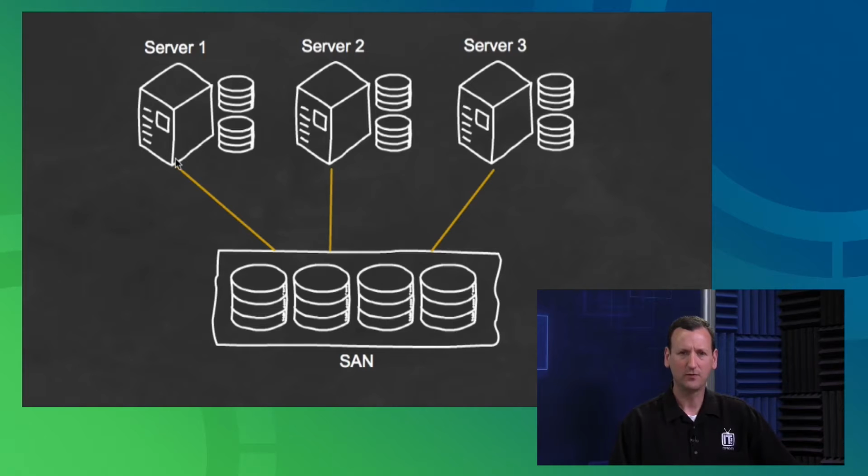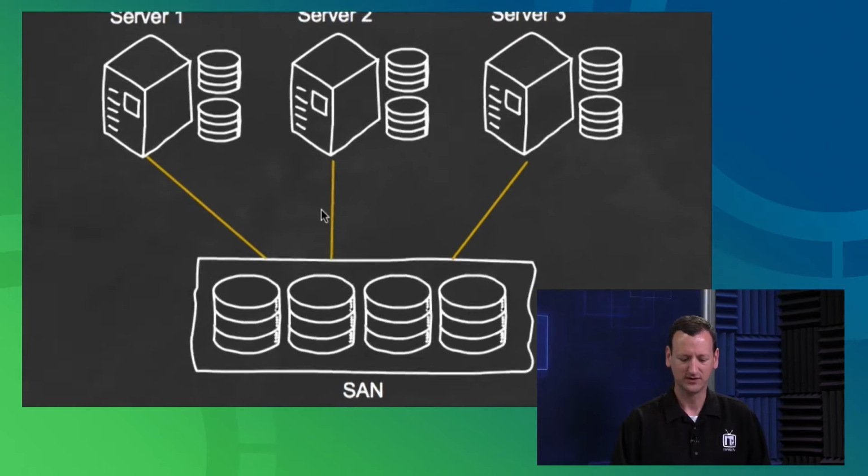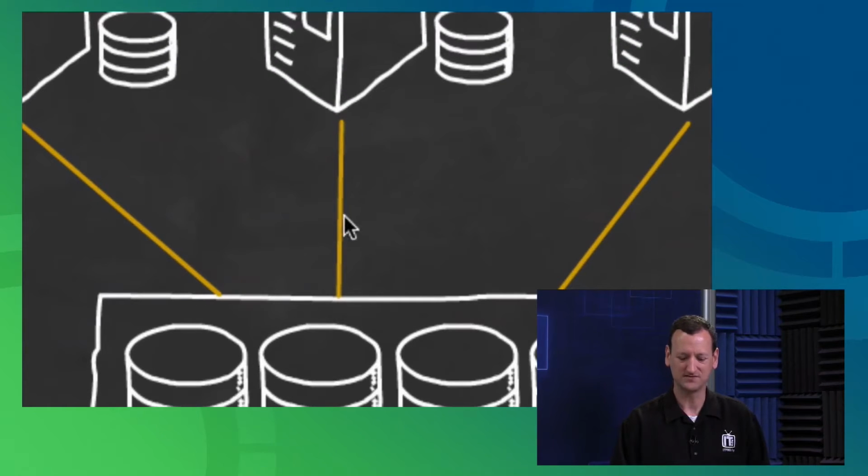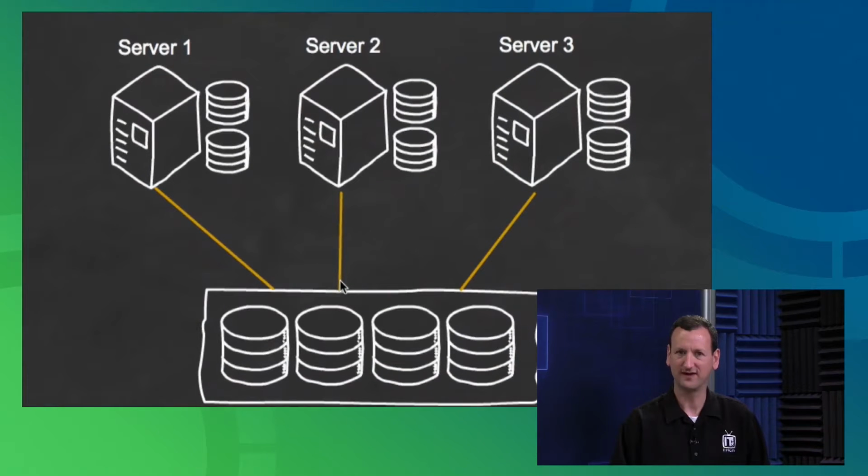Now, the problem with the solution is the single point of failure. Look at server 2. Server 2 has one cable that runs between the server and the SAN. What happens if that cable were to fail? If it fails, server 2 loses visibility for all of its storage, and now server 1 and server 3 have to take over. So from a redundancy standpoint, this is not very redundant. We have a single point of failure.